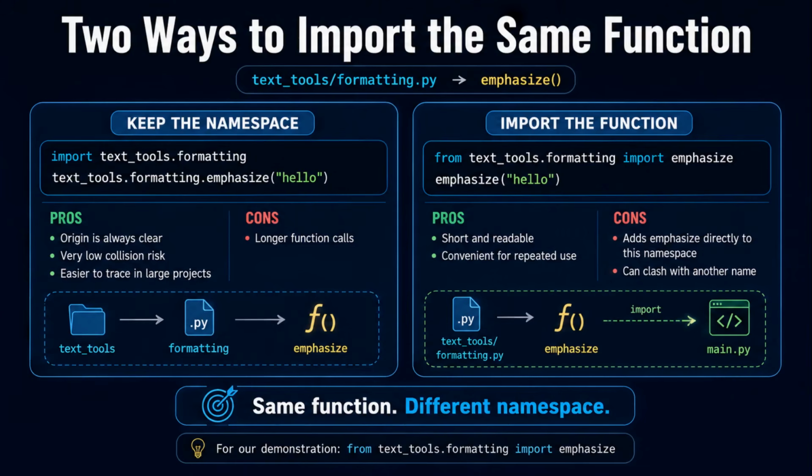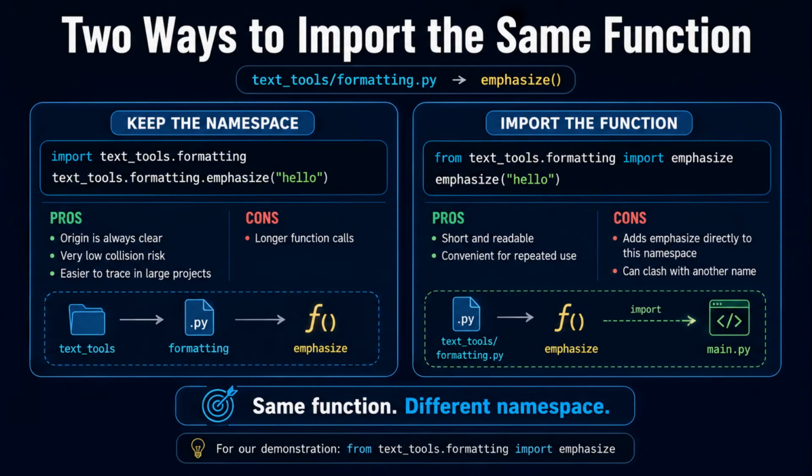The second approach is to import the function directly with from texttools.formatting import emphasize. This places emphasize directly into the current file's namespace, allowing us to call it simply as emphasize. The direct form is shorter, easy to read, and convenient when a function is used repeatedly. However, another imported function, local function, or variable could also use the name emphasize. If that happens, one name may replace or obscure the other. Both approaches access the same function, and neither is universally better.